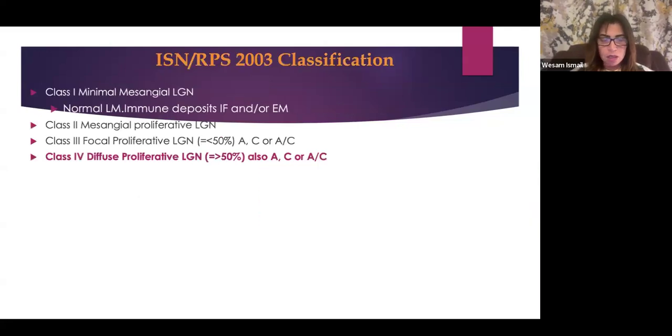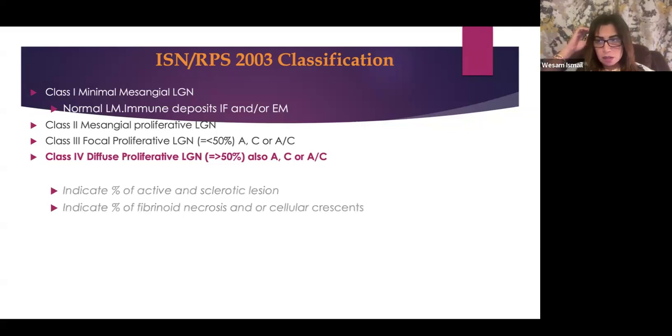letters were eliminated. Then class 4, which is diffuse proliferative lupus GN, meaning that we have more than 50% of the glomeruli involved. Also this class in the original classification included the letters A for activity, C for chronicity, or active and chronic, so we use A and C. But this class also had a recommendation that we have to indicate the percentage of active and sclerotic lesions, and the percentage of fibrinoid necrosis and/or cellular crescents, because as we all know, this is what makes the main difference in the treatment of the patients. So more or less, it's again a form of scoring or using the same scoring indices.